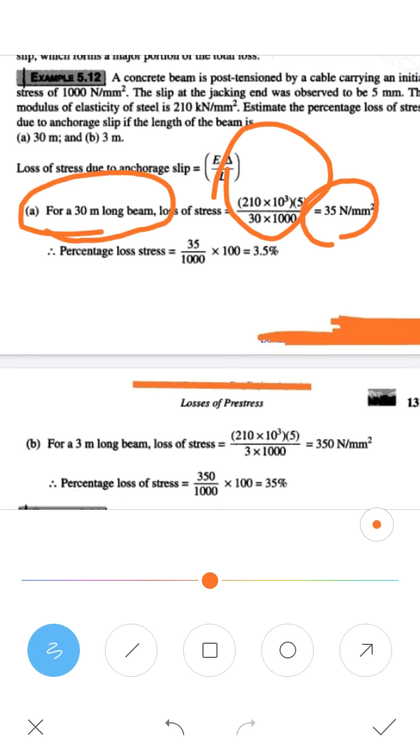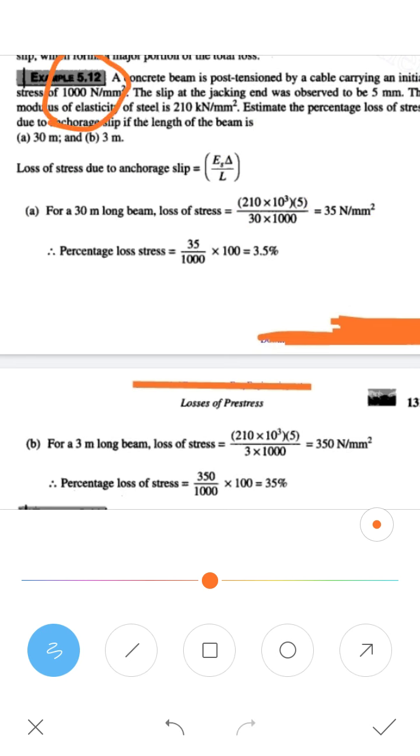So now what you have to do is, the initial stress they have given as 1000. The loss of the stress due to the anchorage slip you have determined as 35. So you divide it and find out the percentage of loss. Consider there is 1000 rupees in your pocket, meaning 35 rupees you have lost. So what is the percentage of loss? 35 divided by 1000, you do it, so you will get the percentage of the loss.